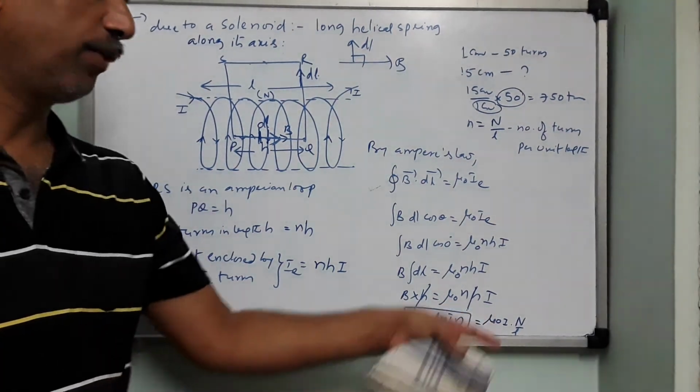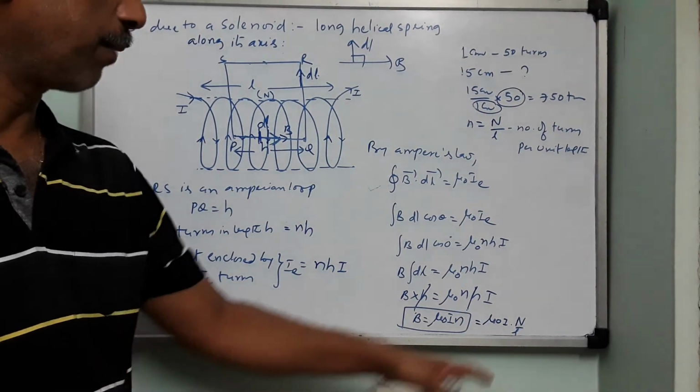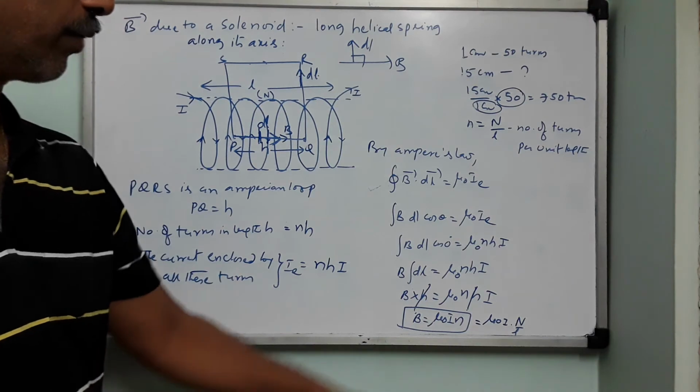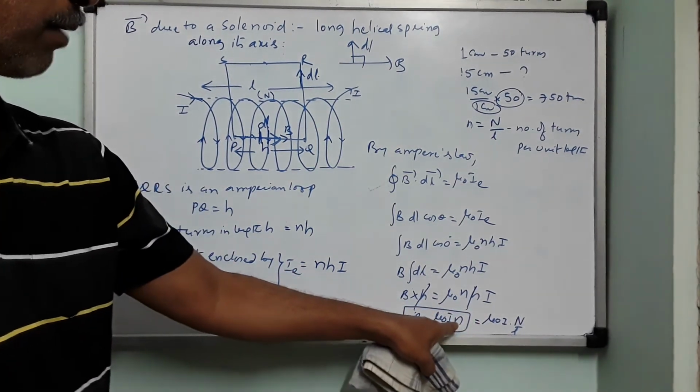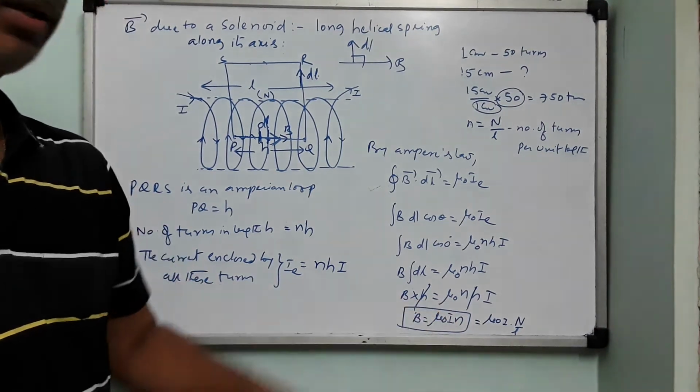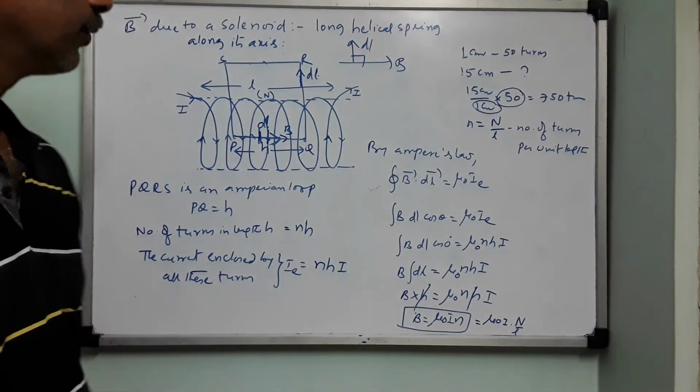So in a numerical, if the total number of turns, capital N, and the length of the solenoid are given, then what will happen? You have to use this formula. This is number density, number per unit length. If it is given, you can use this one. Fine? So this is what it is.